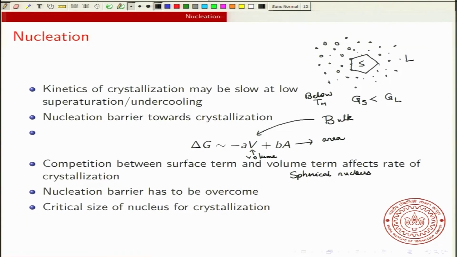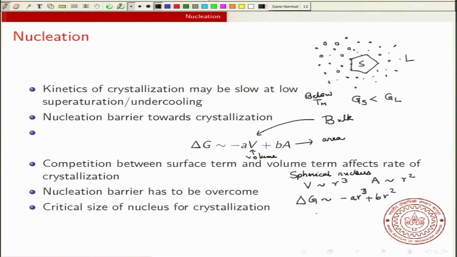So if you assume that it is spherical, then the volume goes as r cube. It is 4/3 pi r cube. So, in other words, it is proportional to r cube. The area looks like 4 pi r square. So it is proportional to r square. So you have a free energy for crystallization that goes like minus a r cube plus b r square, some constant times r cube and some constant times r square.